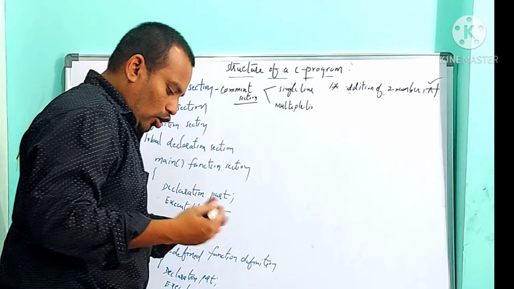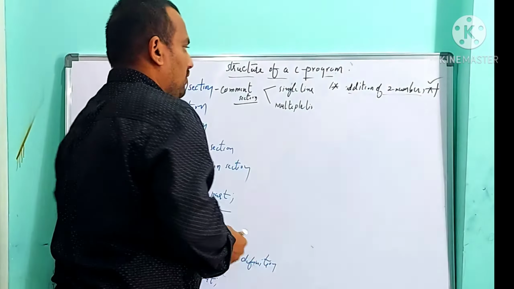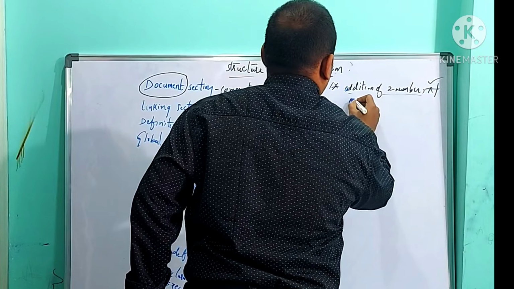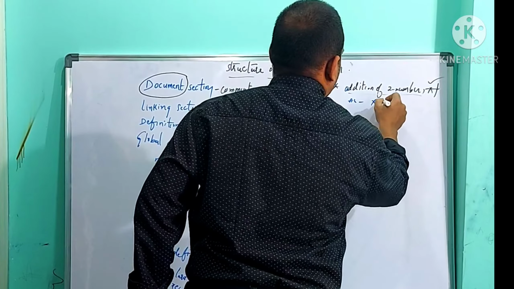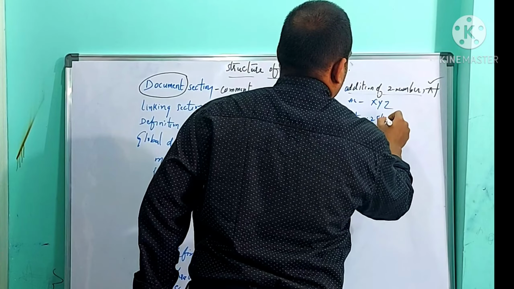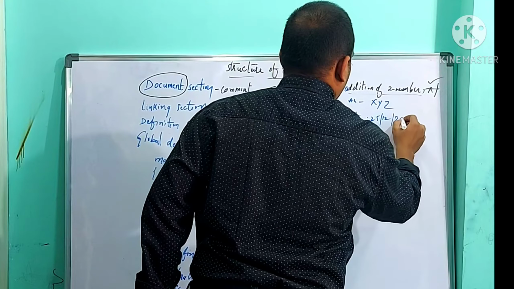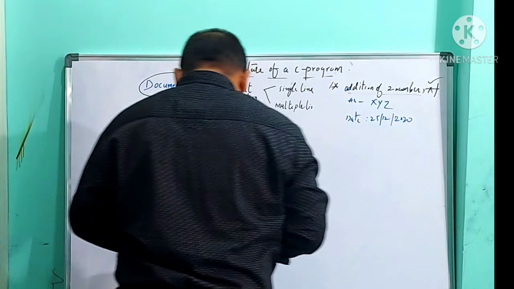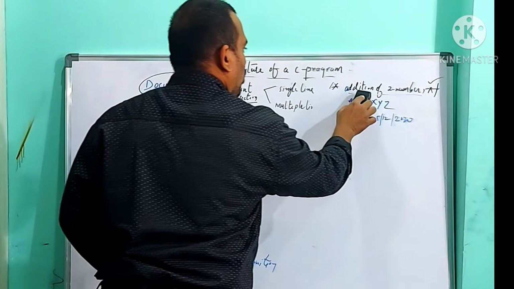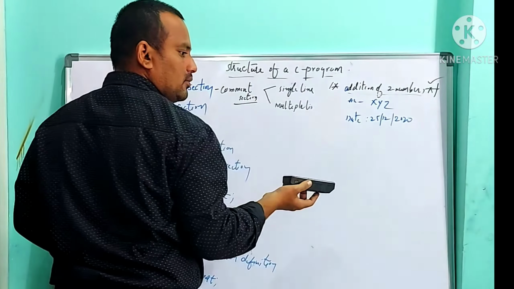Suppose my documentation contains multiple lines. For example, addition of two numbers, author name XYZ, date 25th December 2020. So here, this total is called documentation. Documentation contains documentation about the program or about the author.